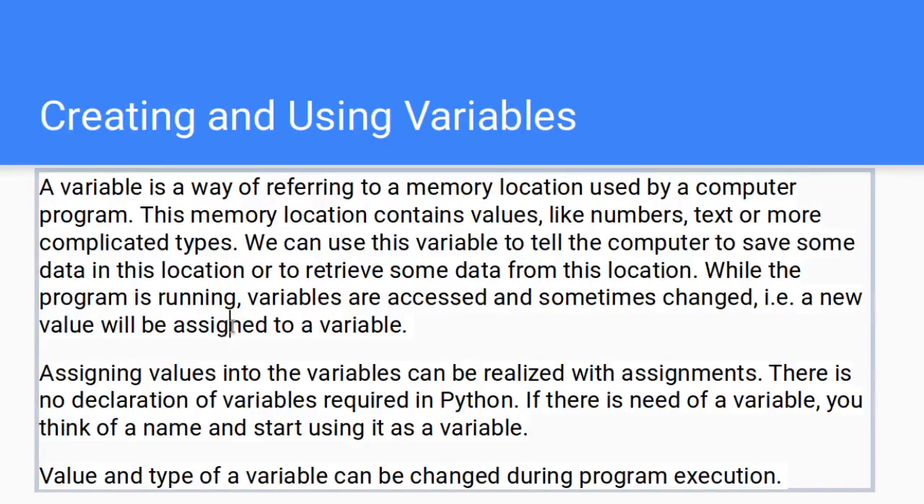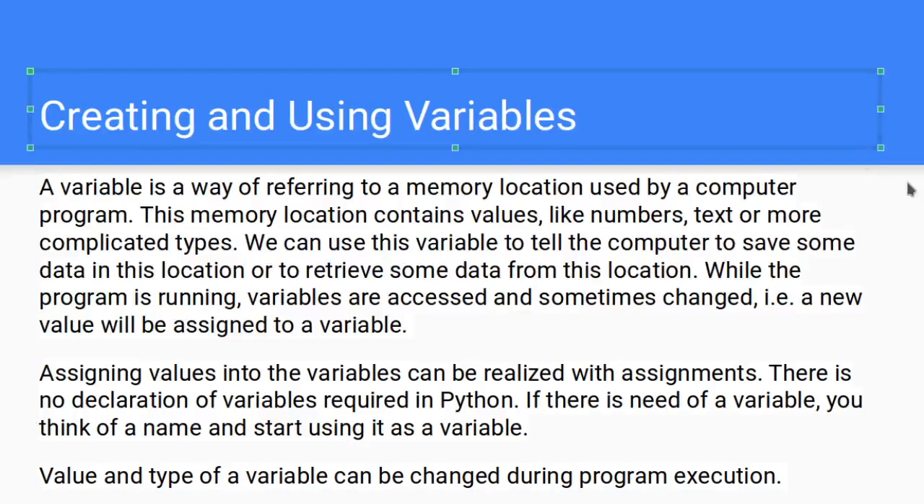Assigning values to variables can be realized with assignments, with the equal assignment operator. There is no declaration of variables required in Python. If there's need for a variable, you just think of a name and start using it. So you don't have to define anything. You just say x equals 1. You don't have to define x anywhere. That's it. That's the definition of x in the assignment.